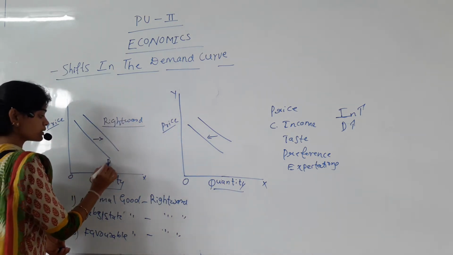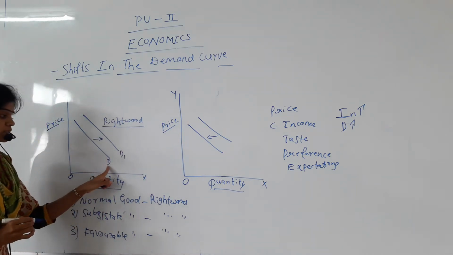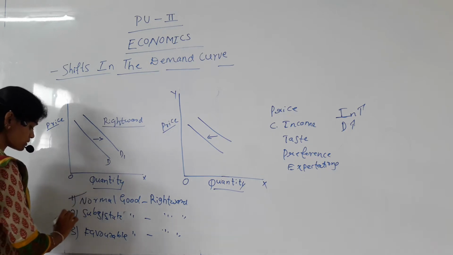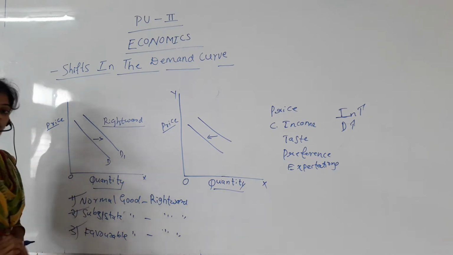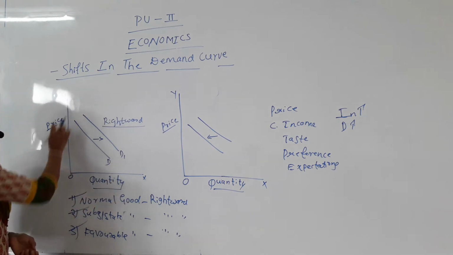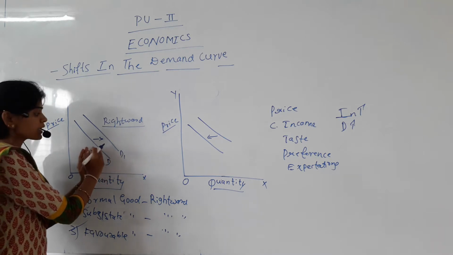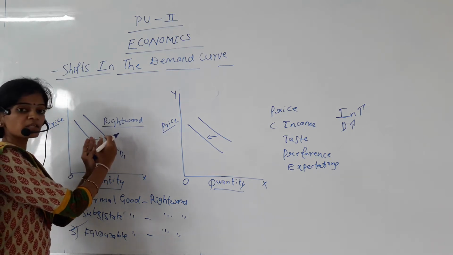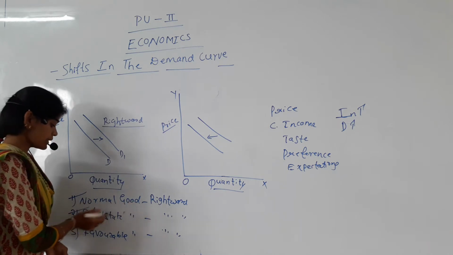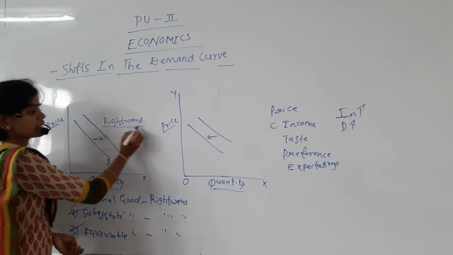Here is the previous demand curve and the shifted demand curve. The demand curve shifted from D to D1 in the case of normal goods, substitute goods and favorable goods. Here the x-axis is quantity and the y-axis is price. The previous demand is D and the shifted demand curve is D1. So for normal goods, substitute goods and favorable goods, the demand curve shifts to the rightward.